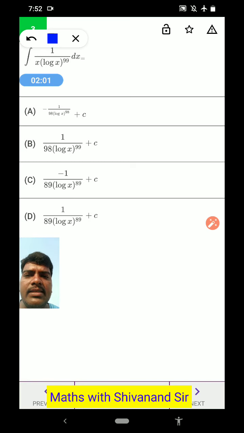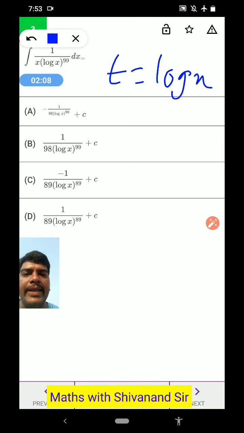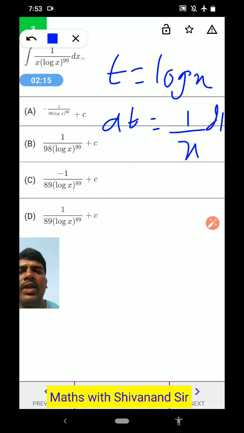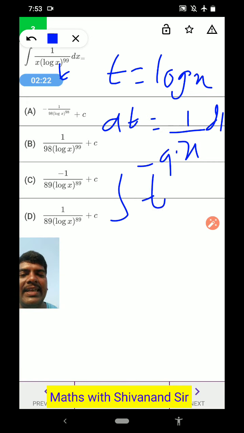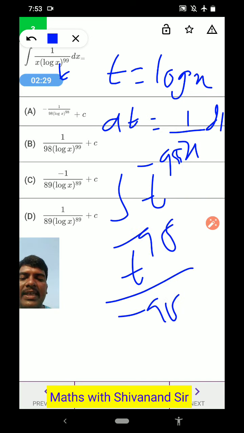Listen, so x and log x: whenever x and log come here, t should always go for log x, because the derivative of log is 1 by x. So dt is equal to 1 by x dx, right? If I take t is equal to log x, it will be 1 by t raised to 99. So t raised to minus 99 integration is t raised to minus 98, whole divided by minus 98. If minus 98 comes, then in the denominator it is t raised to plus 98.